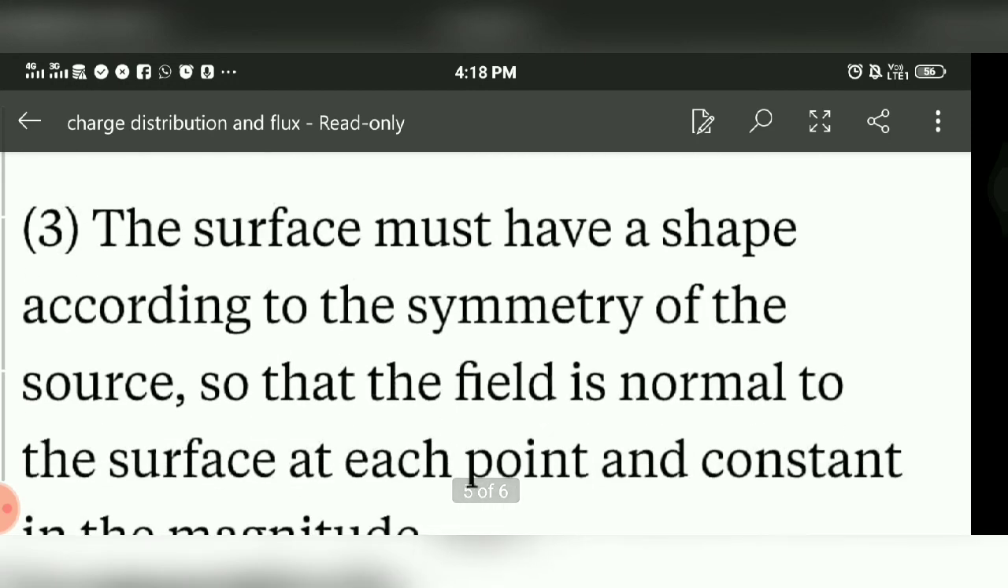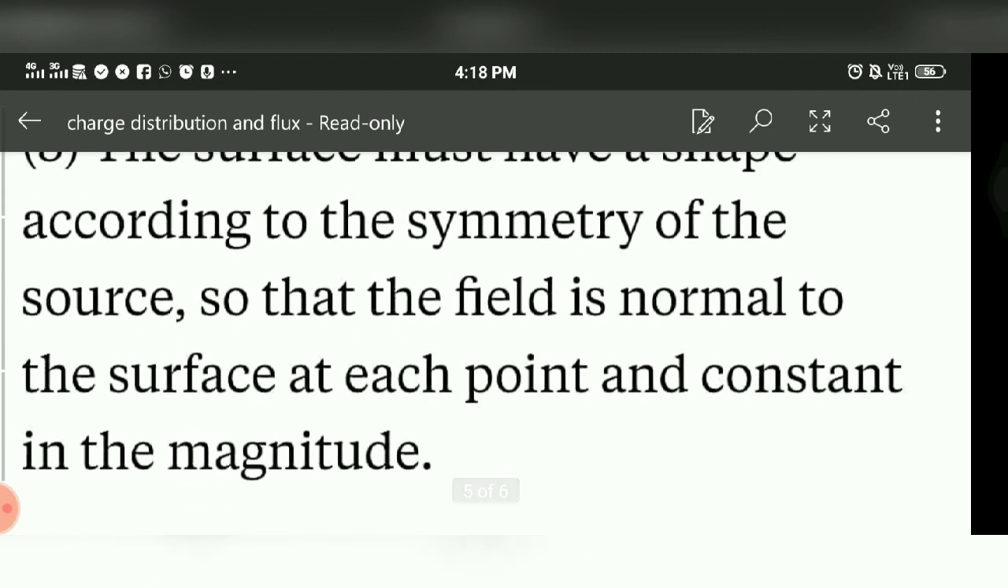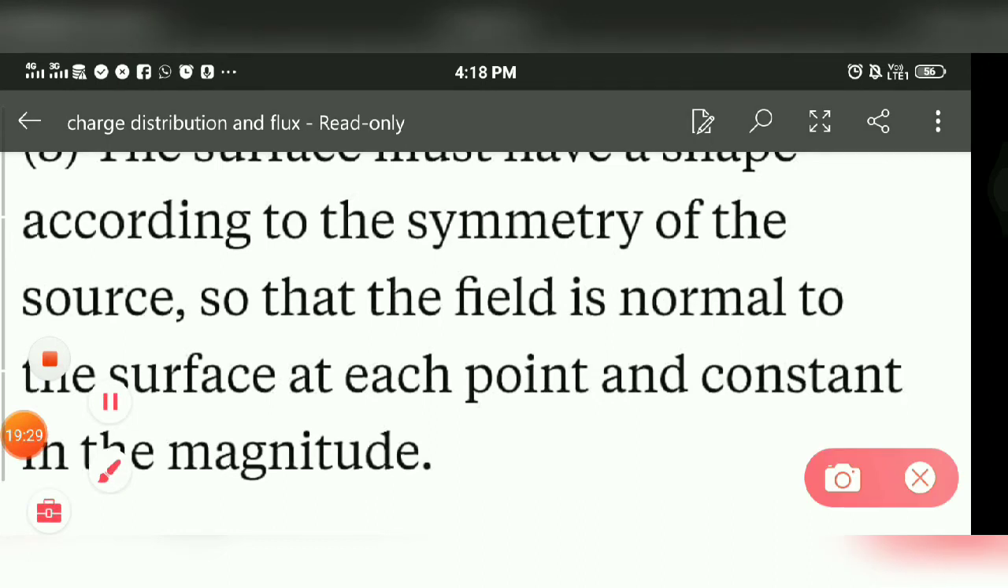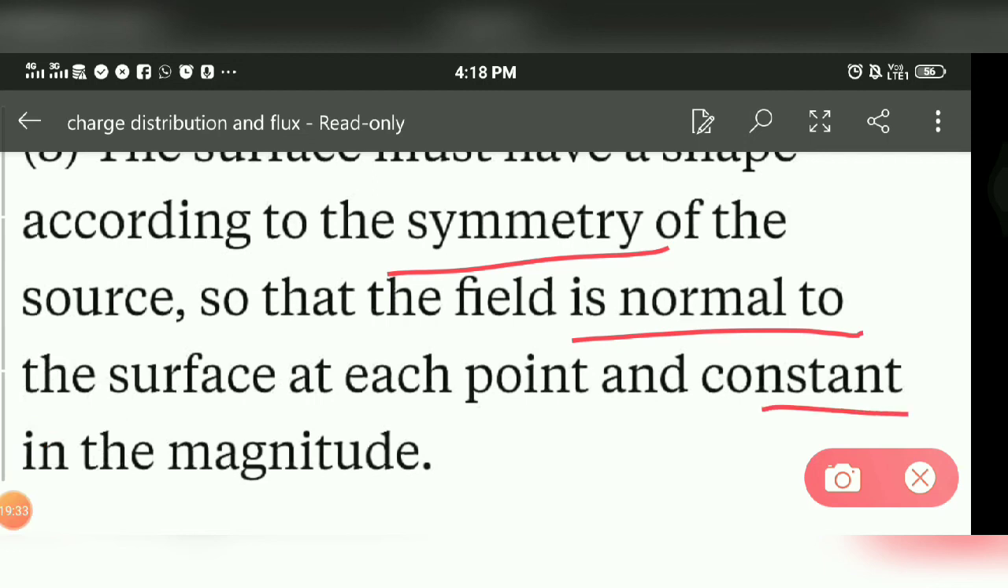Third, the surface must have a shape according to the symmetry of the source so that the field is normal to the surface at each and every point and constant in magnitude. Now symmetrical means one more thing. First of all, the field is required to be normal at every surface and constant in magnitude.